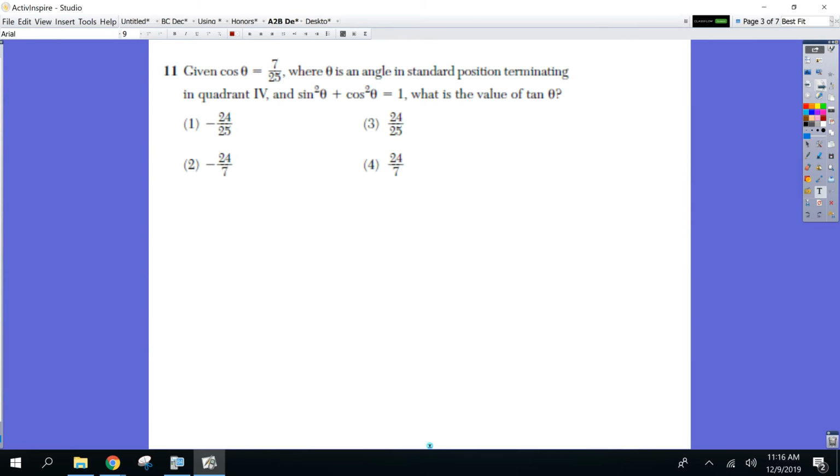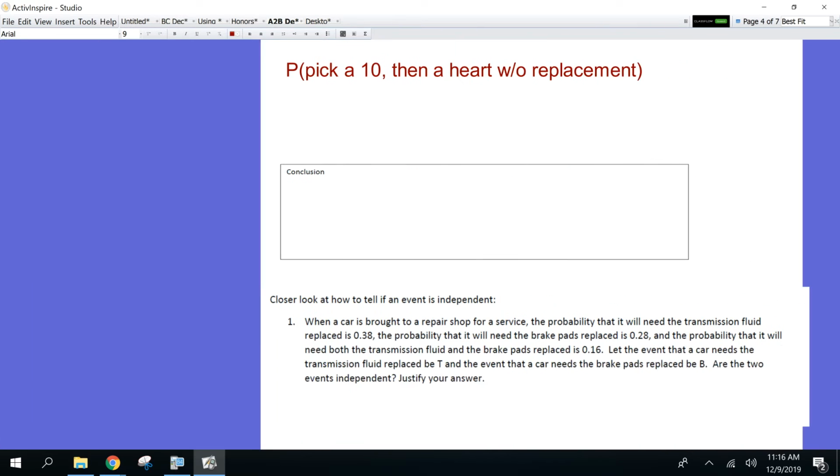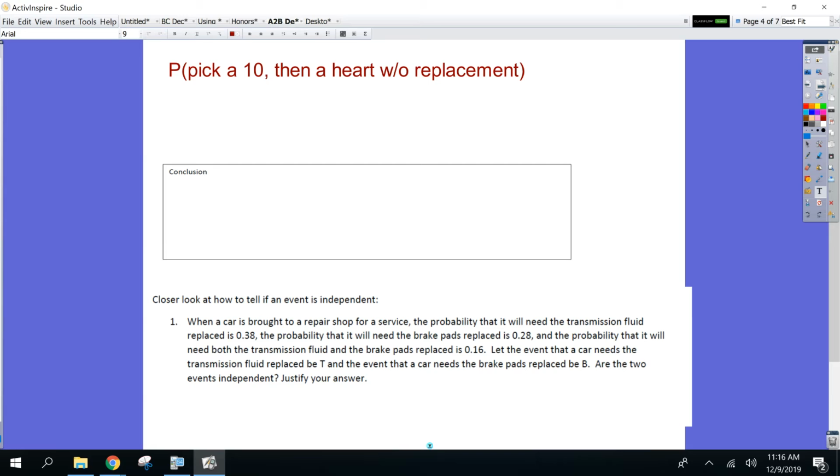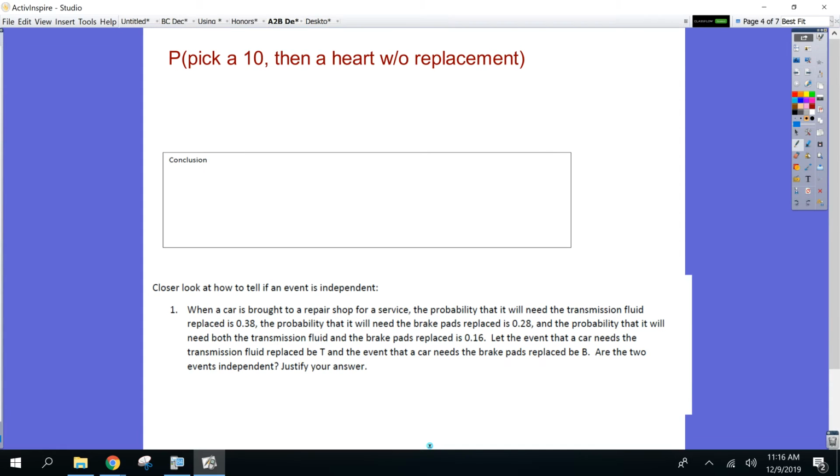Last topic here I got to go over, and that is how can I test if something's independent or not? All right, real quickly, help me do this one. This is just a little review, but it'll lead perfectly into what we have to do today. I'm going to draw a card from a deck. You're going to pick a 10, then a heart, but I'm not replacing the first card. What's my probability here? Let's pick a 10 first. What do you got for me?